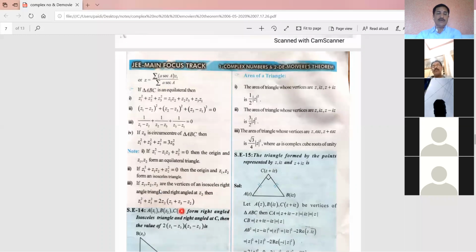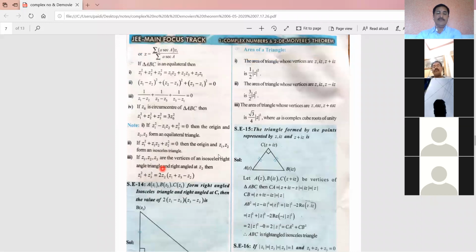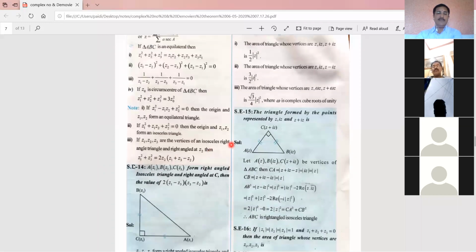If z1, z2, z3 three complex numbers represent an isosceles right angle triangle, with the right angle at the vertex z2, then the condition to be satisfied is z1 square plus z3 square is equal to 2 z2 into (z1 plus z3 minus z2).